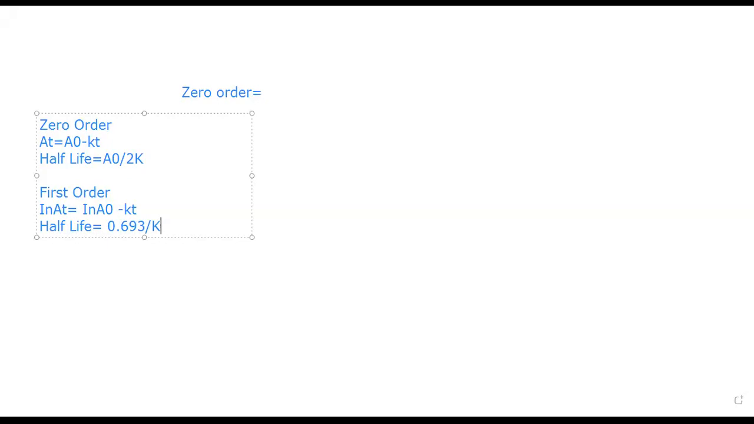Now, zero order and first order. Now we've written the equations. Now, how do they differ? What happens in zero order and what happens in first order? When it comes to metabolism and elimination, they are related. We metabolize so that we can eliminate.